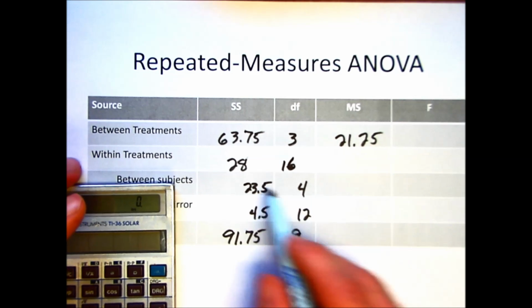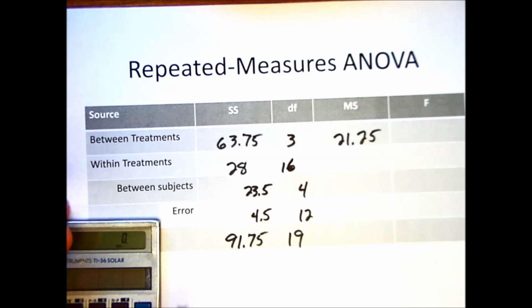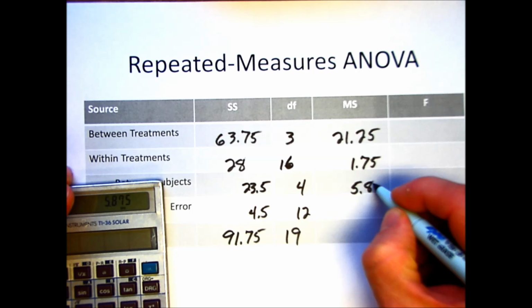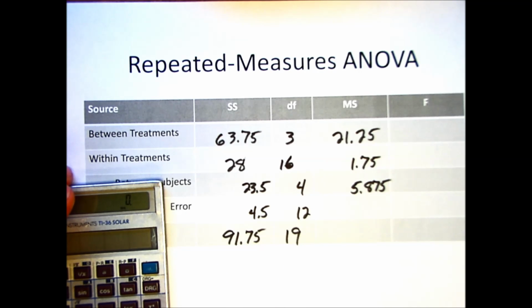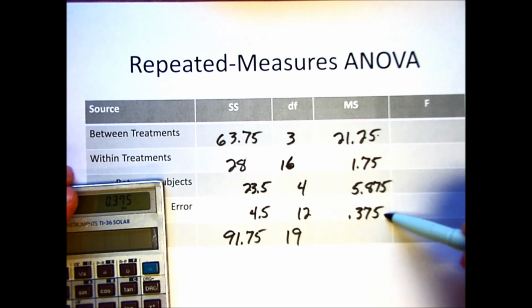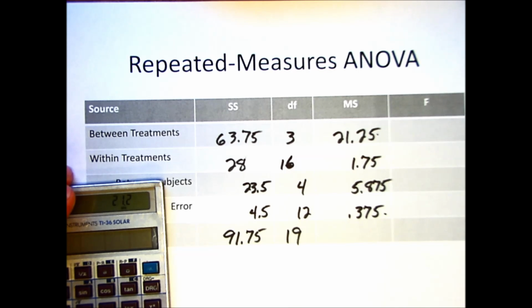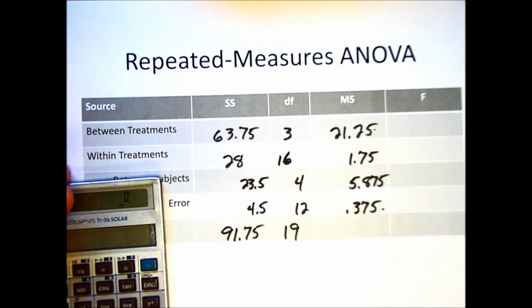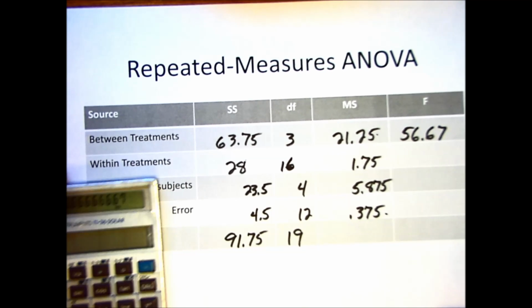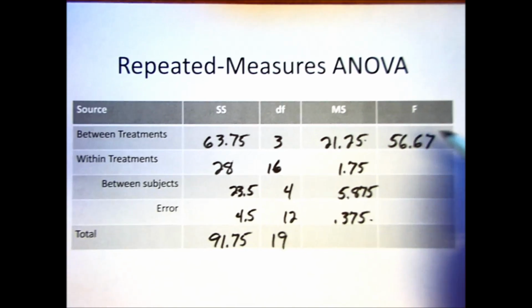And then for our within, what we really care about is the between subjects and the error. So 23.5 divided by 4 is 5.875, and then 4.5 divided by 12 is 0.375. Now for the F ratio, we take this divided by the error. You'll notice how this is going to be a very large F ratio. 56.67, massive. And this would certainly be statistically significant.